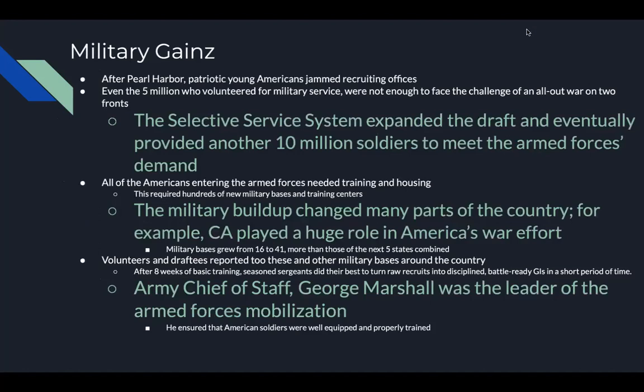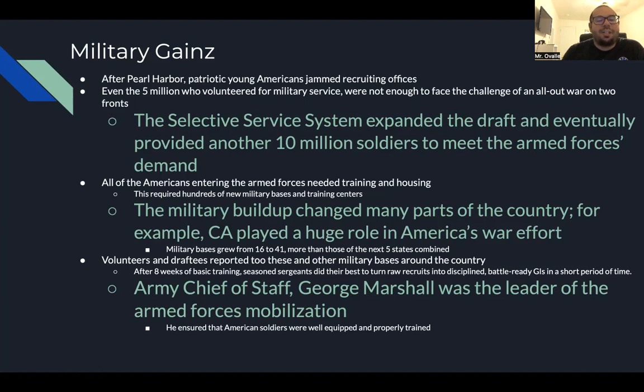All right, military gains. After Pearl Harbor, patriotic young American men mostly jammed military recruiting offices. Even the 5 million who volunteered for military service were not enough to face the challenge of an all-out war on two fronts. So the Selective Service system expanded the draft and eventually provided another 10 million soldiers to meet the armed forces' demand. If you remember, the Selective Training and Service Act required 16 million aged 21 to 35 to sign up, and only 1 million were drafted. So they got some more people.